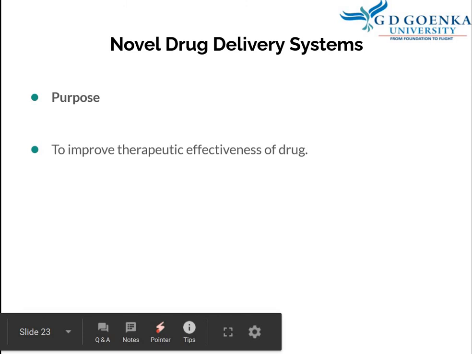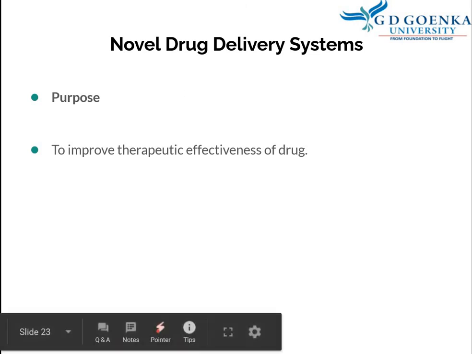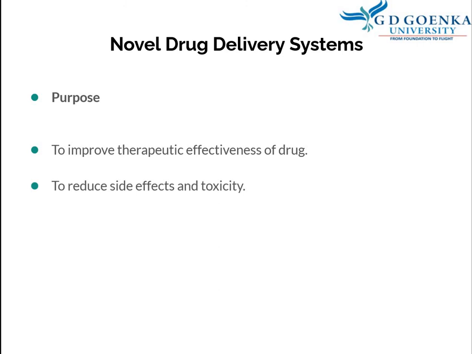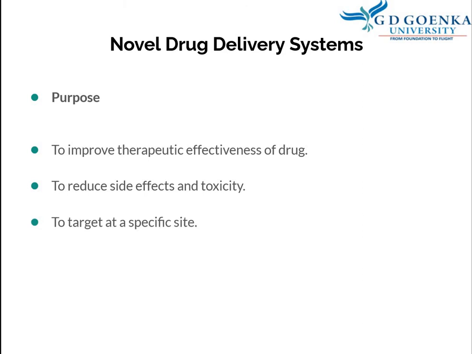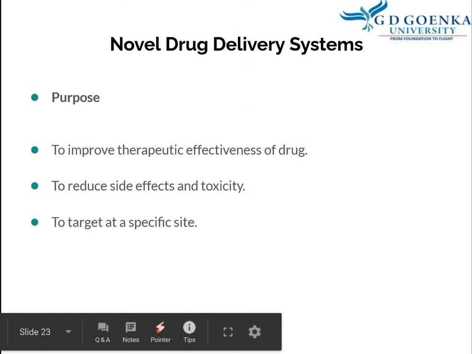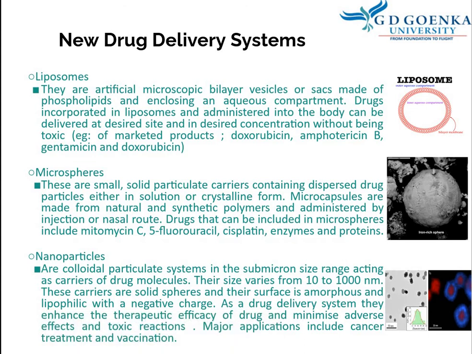Dosage forms are prepared as NDDS to improve therapeutic effectiveness of the drug substance. Formulated as these novel drug delivery systems, they aid in reducing side effects and toxicity. They help or aid to target at a specific site. They also aid in exploring new pharmacological action. These are the various examples of new drug delivery systems.